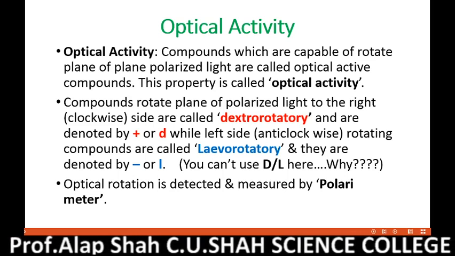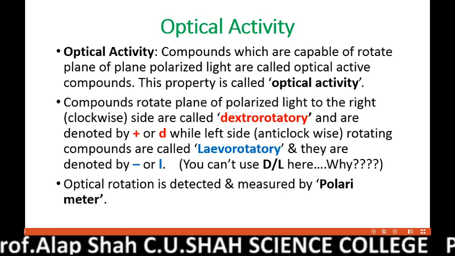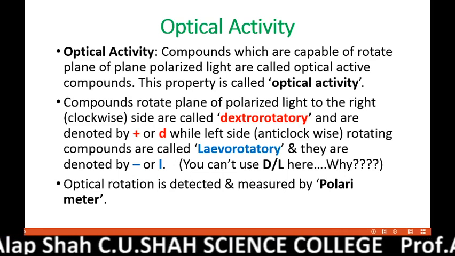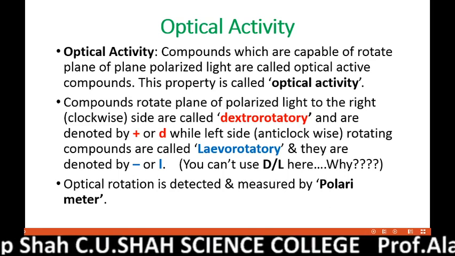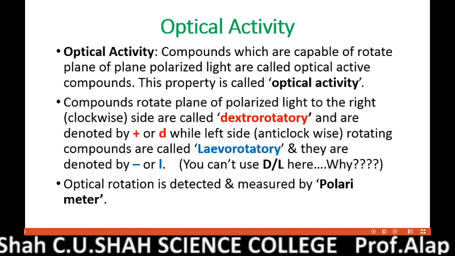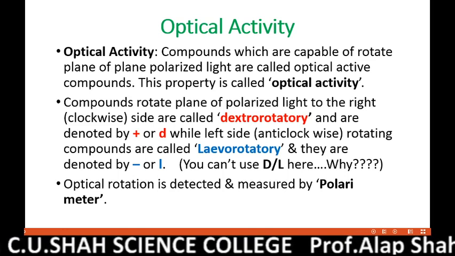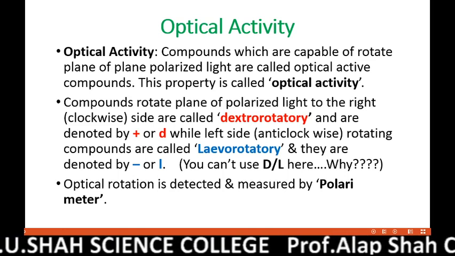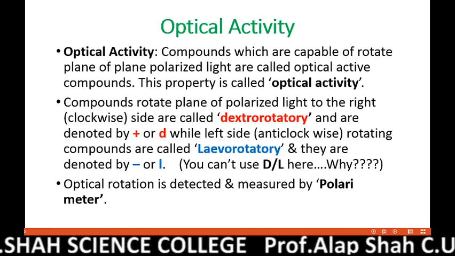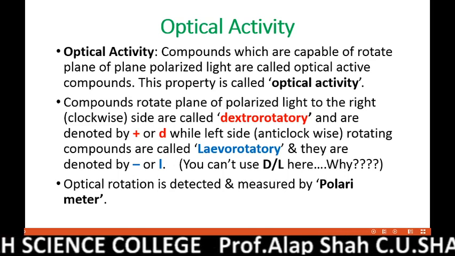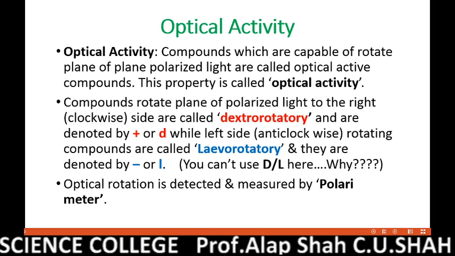I think you must have remembered that we cannot use capital D and capital L here. So my question is, why is it so, and where do we use capital D and capital L? If you forget, brush it up and try to get the answer. Optical rotation is detected and measured by an instrument called a polarimeter.